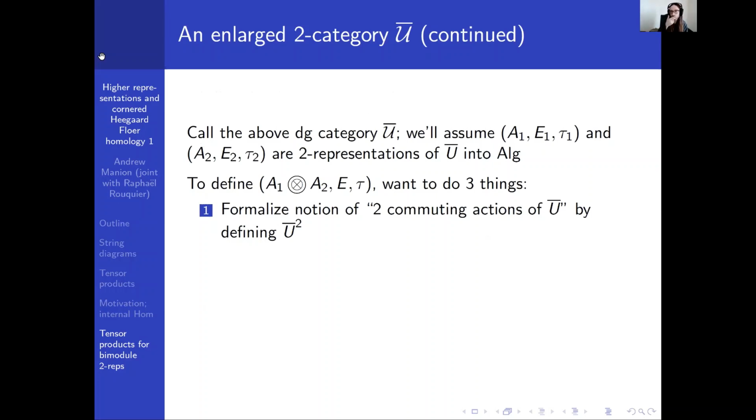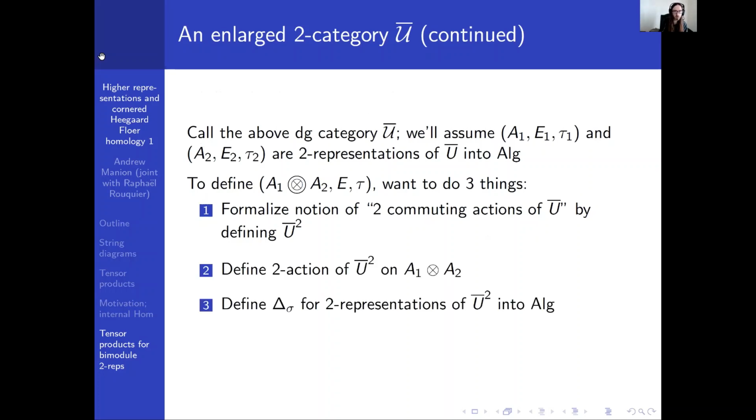And so we're going to do it like before. We're going to talk about what it means to have two commuting actions of U bar. So in other words, we're going to define a U bar squared. We're going to have that data on A1 tensor A2, and then we're going to define the delta sigma in that case. And this is going to involve a lot of pushing my right arrow button because I have 2 minutes left.